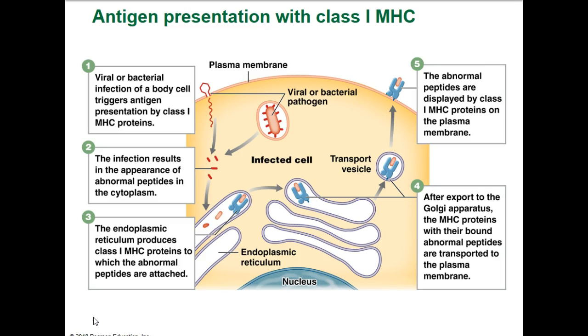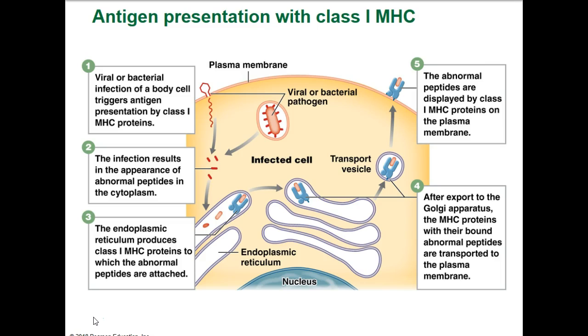So it brings in that foreign thing. It finds pieces of it that are the antigen that the T and B cells will recognize, and it redisplays it on its surface inside of the MHC protein. So if you want to look at it like, I don't know, a hand or something sticking out there holding that particle, come and get it. And then after the export to the Golgi apparatus, the MHC proteins with the bound abnormal peptides are transported to the plasma membrane. That's how it gets there.